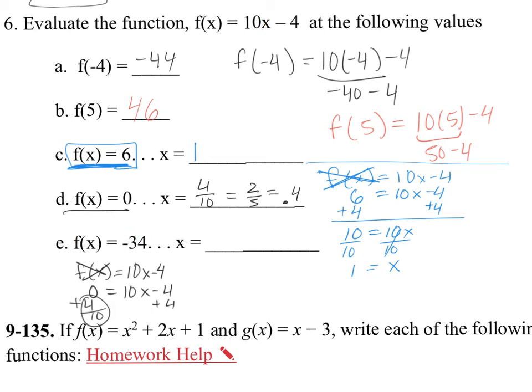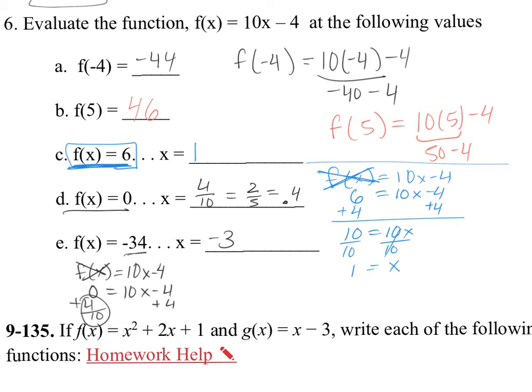And then the last one, I think we could maybe logic our way through this. What number would x need to be so that whole thing is negative 34? Well, if the x was negative 3, then wouldn't this first term be negative 30? Because negative 3 times 10 is negative 30. And then if I subtract 4 from that, I'd have negative 34 like I want. So I think my x just has to be negative 3.